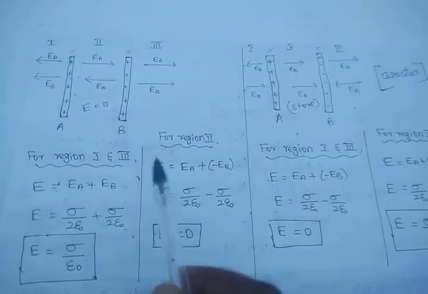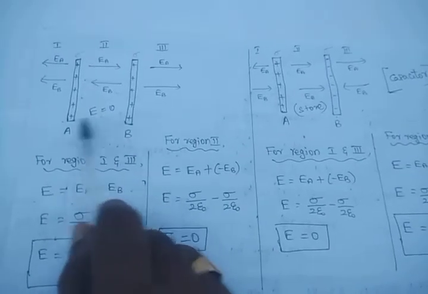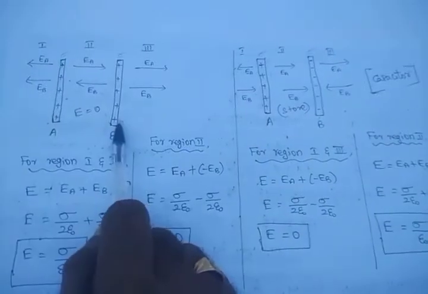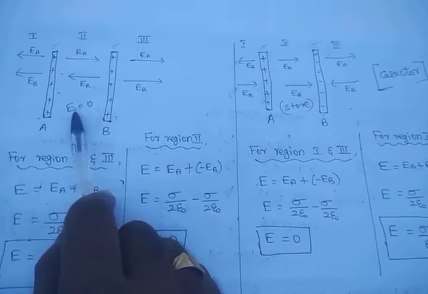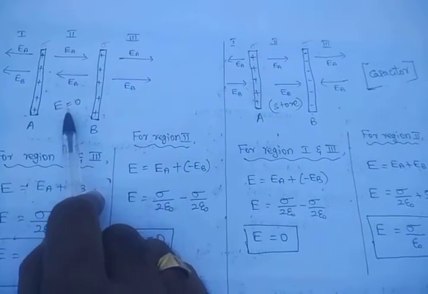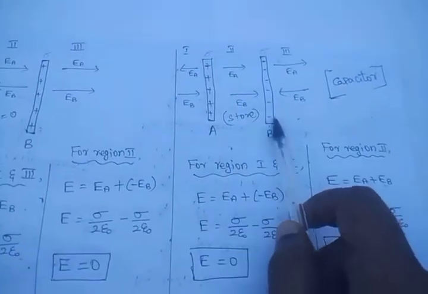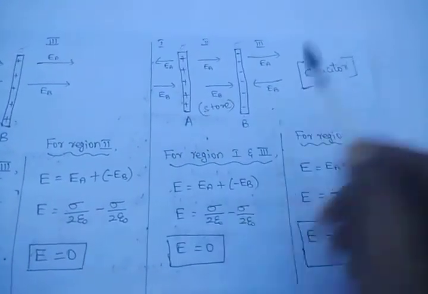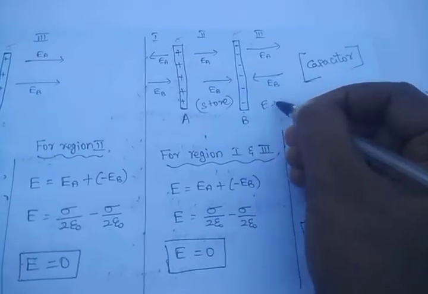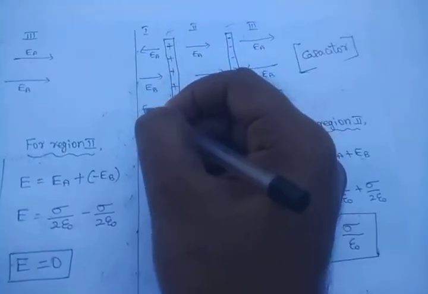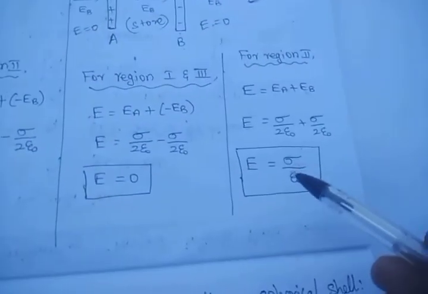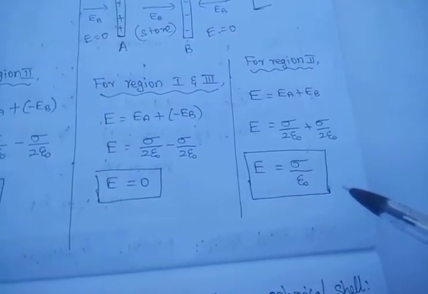So students, keep in mind that if two plane sheets with the same charge are kept, the electric field in the middle region is 0. But if the two plane sheets are of opposite nature, the electric field at the ends is 0, but in the middle the charges are stored. Hence the electric field value is equal to sigma by epsilon naught.